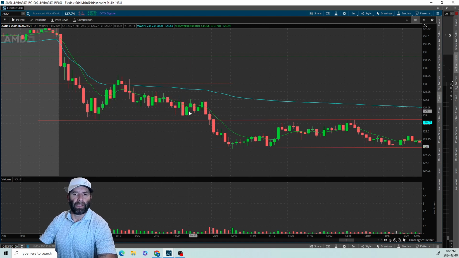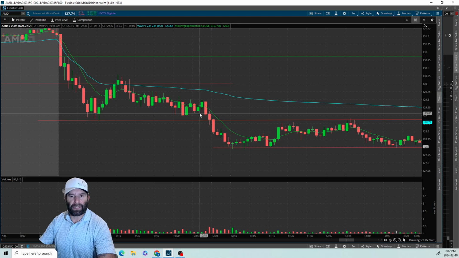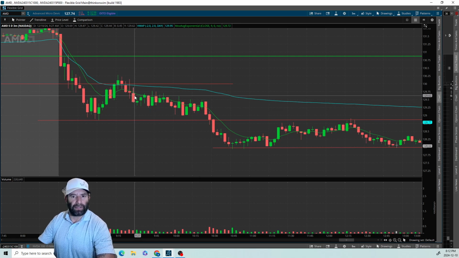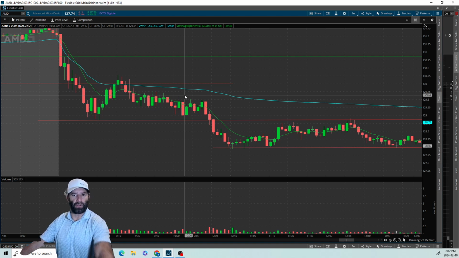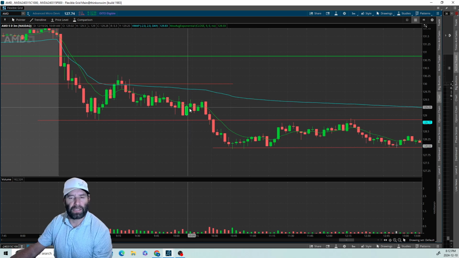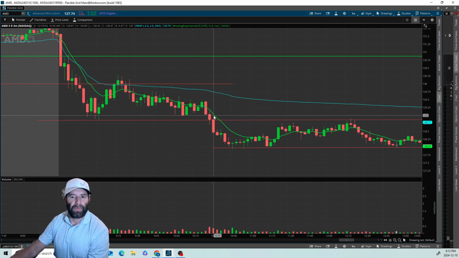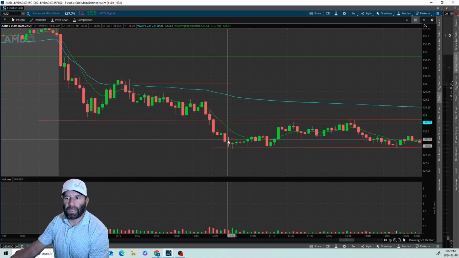So that's another way of protecting yourself. And the worst case scenario would have been probably a break-even trade, or maybe just a small loss. What ended up happening is we broke below the low of the day. We got this nice resolution down to the low 128s.